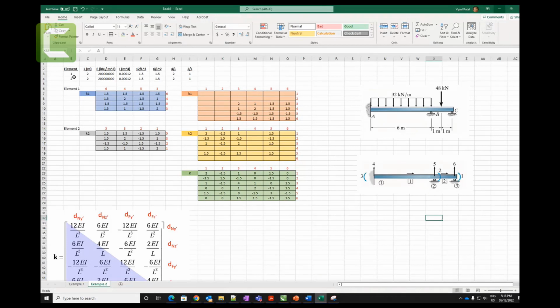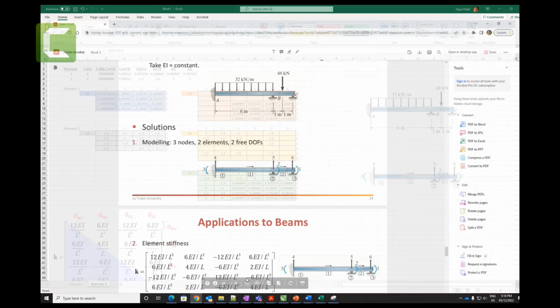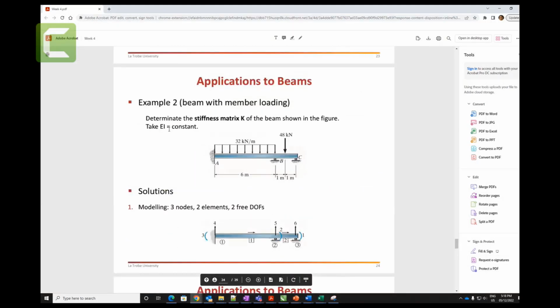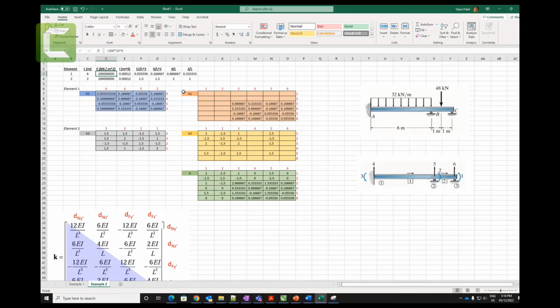So element number 1, length is 6 meters. Look at the magic, 6, bang. Look at that, how good it is, right? You can just change these numbers. This one same, I believe. What were those numbers there? Yeah, Young's modulus and I, you can take the same, it says constant. EI, let's say length changing. Look at those numbers changing. 2 is 2, not changing because it is 2.